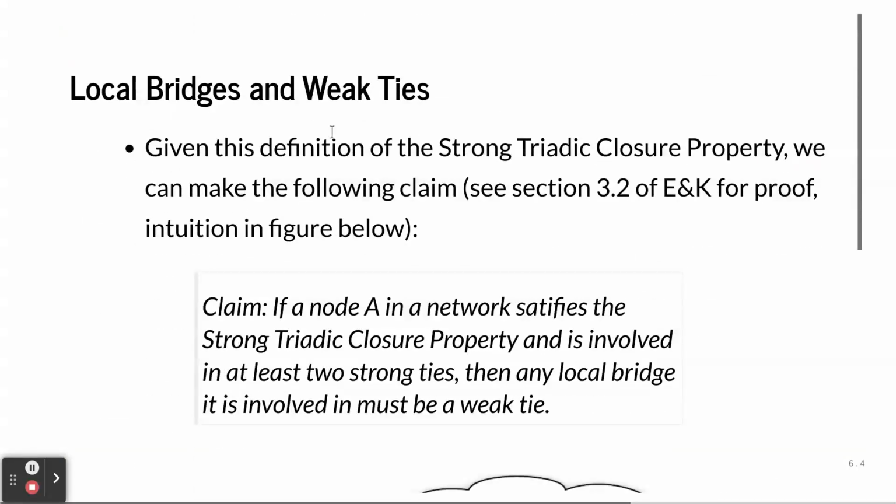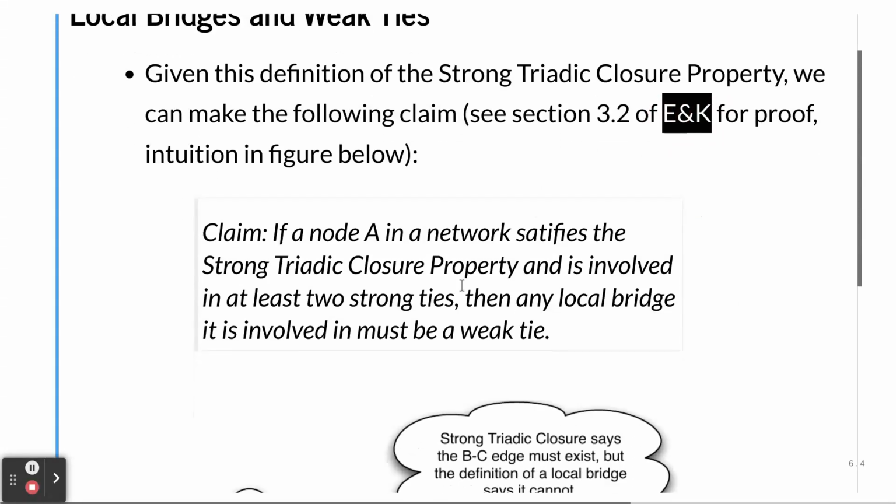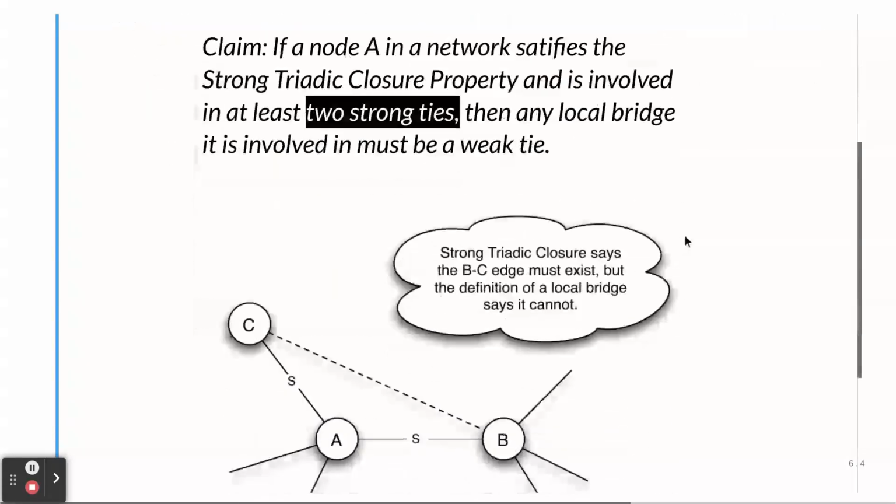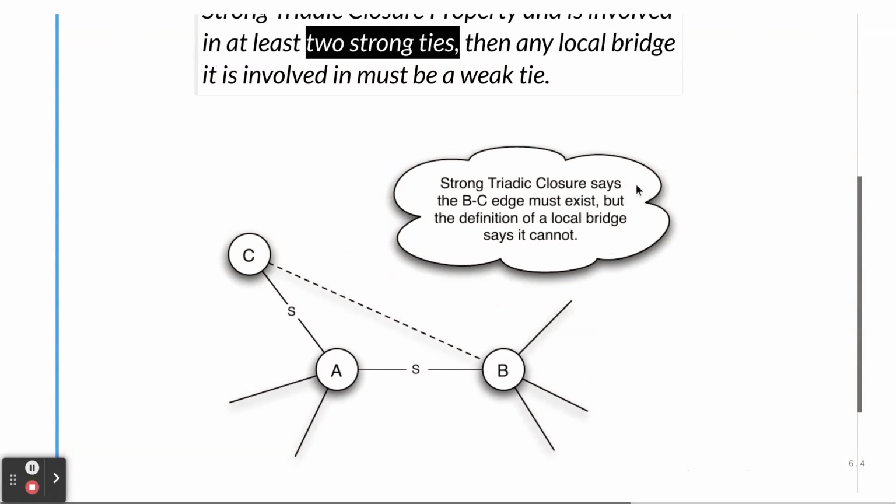So, given our definition of the strong triadic closure property, we can make the following claim. And we'll refer you to section 3.2 of the textbook for a proof. Here's the claim. If a node A in a network satisfies the strong triadic closure property and is involved in at least two strong ties, then any local bridge it is involved in has to be a weak tie. Okay, let's unpack that a little bit.